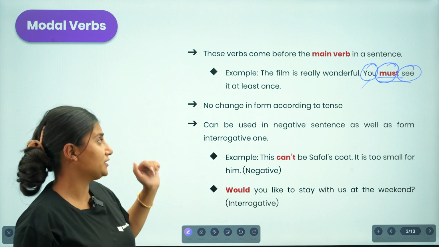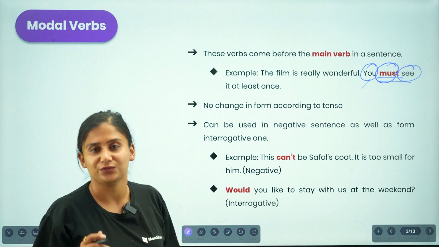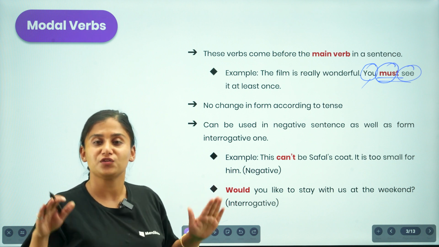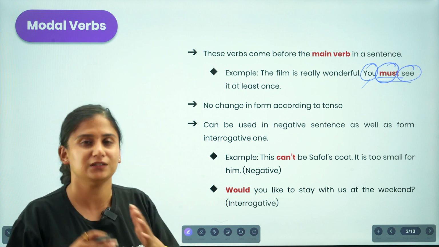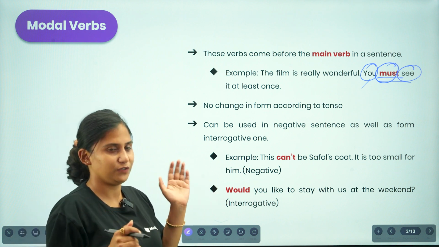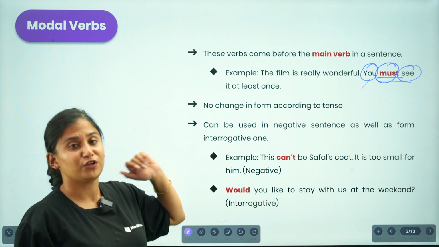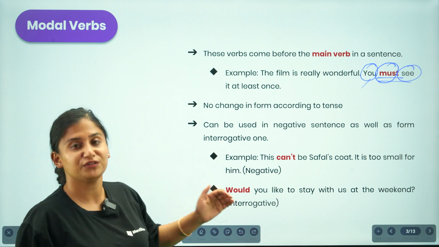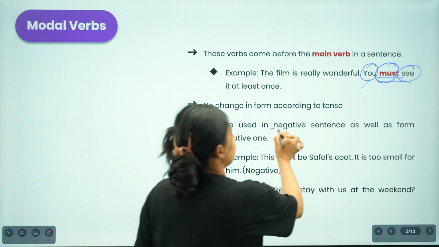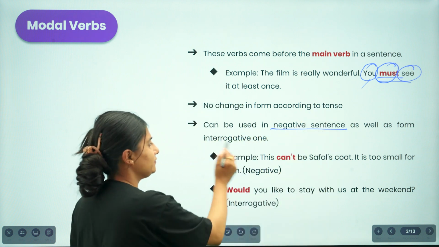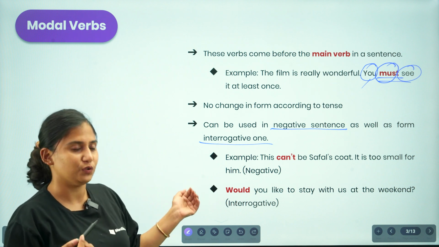Now moving on to the next idea, these modal verbs do not change according to the tense. So there is no change in the form. The way we change the forms in indirect speech, we do not change these modal verbs. Moving on, these modal verbs can also be used to create negative sentences as well as interrogative ones. Now let us see the examples.